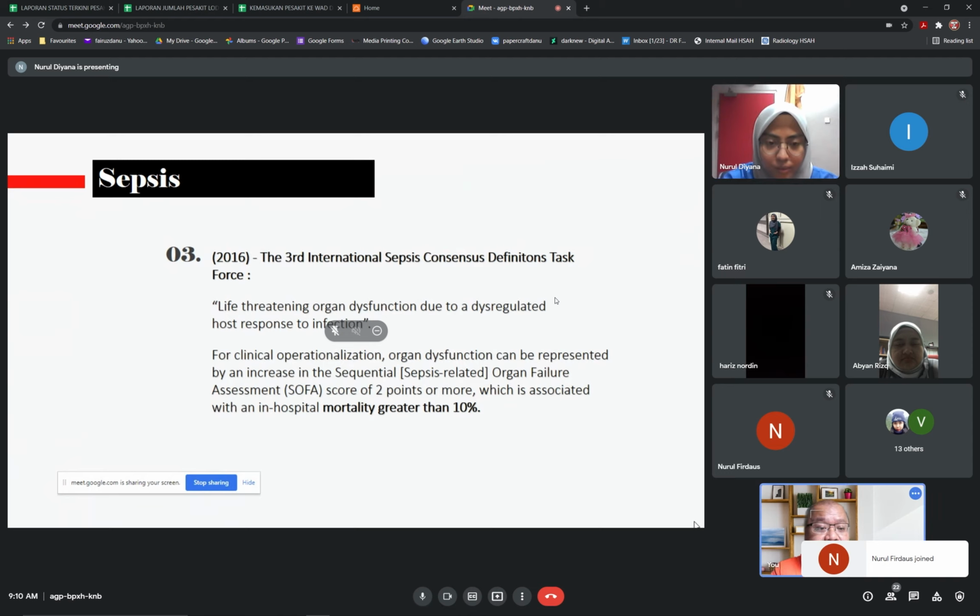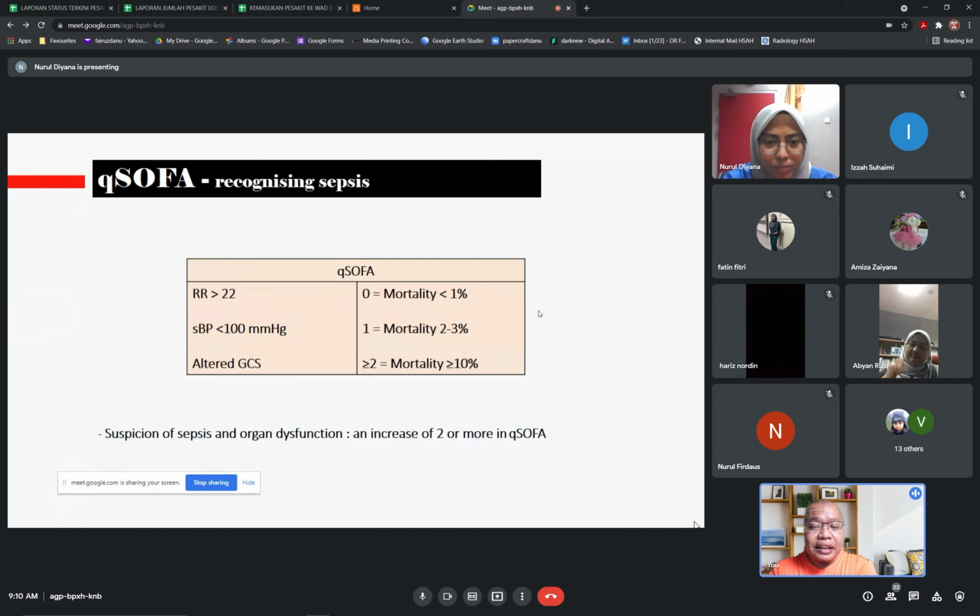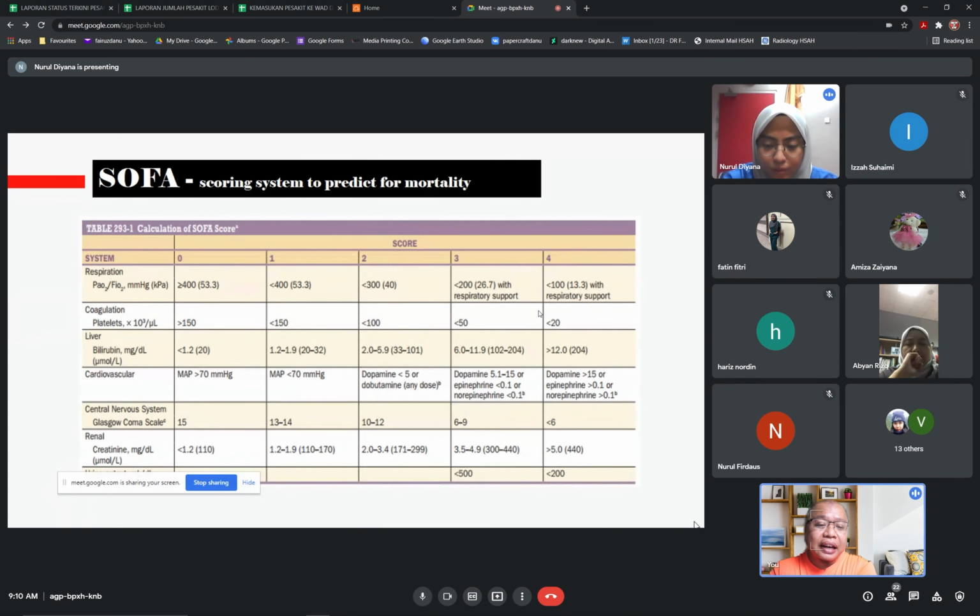So SIRS, which they defined previously, is an appropriate response to infection. SIRS includes low BP, high total white cell count, increased heart rate, and so on. That's an appropriate response to infection. Anyone with tonsillitis who comes to the green zone will meet the SIRS criteria. But that doesn't mean the patient is in sepsis. It's just an appropriate response to infection. So that's why the third sepsis guideline redefined sepsis.